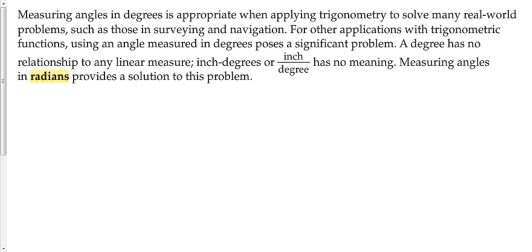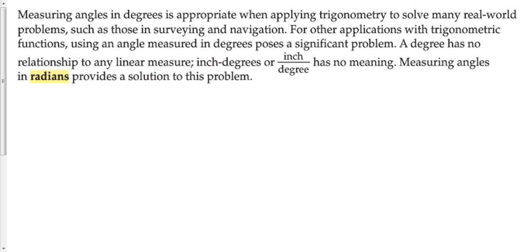Okay. So, measuring angles in degrees is great, and it's appropriate when applying trig to solve real-world problems, such as surveying and navigation, which is where they use degrees, minutes, and seconds. But for other applications with trig functions, using angles measured in degrees gives us a big problem. Okay? Degrees have no relationship to any linear measure. Inch degrees has no meaning, right? That's not something that actually exists.